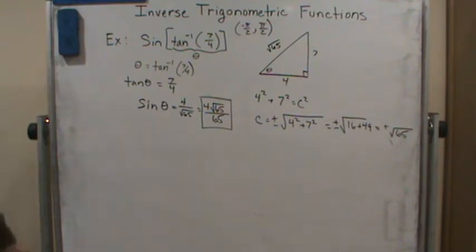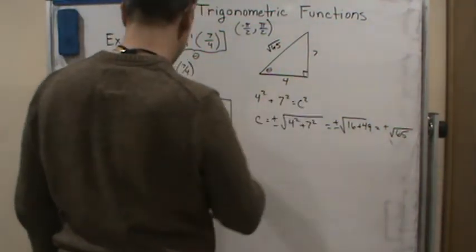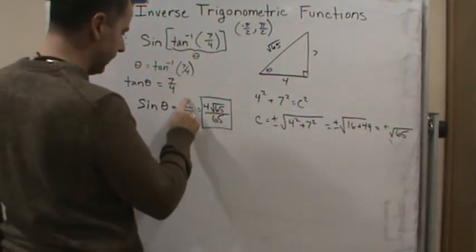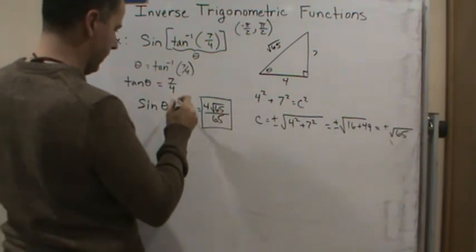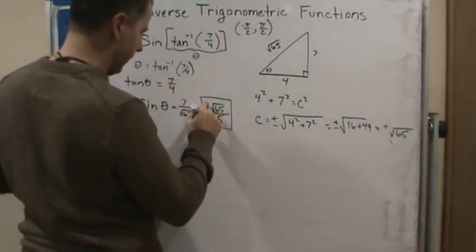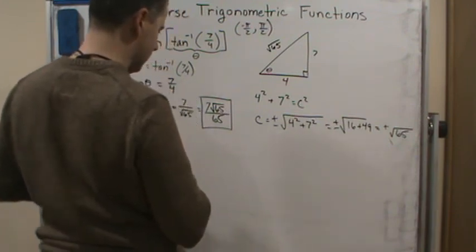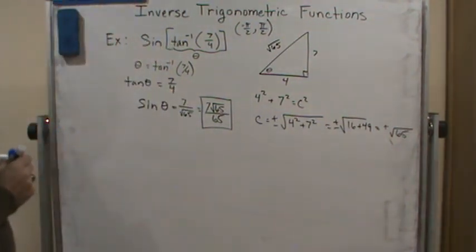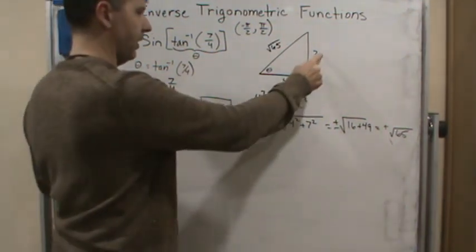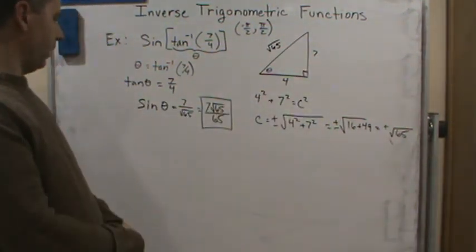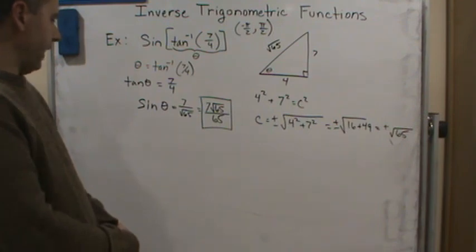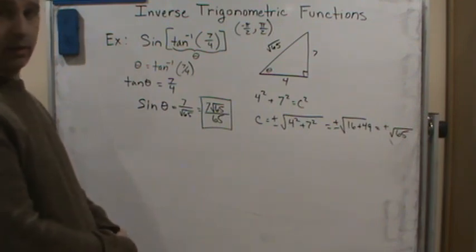Oh, wait a minute, I'm sorry. Oh, not 4, 7. Sine, not cosine, so 7. So this should be 7, and this should be 7. Okay. Yeah, that's it. Sorry about that. I just got mixed up here. Yeah, that's it. It's that easy.